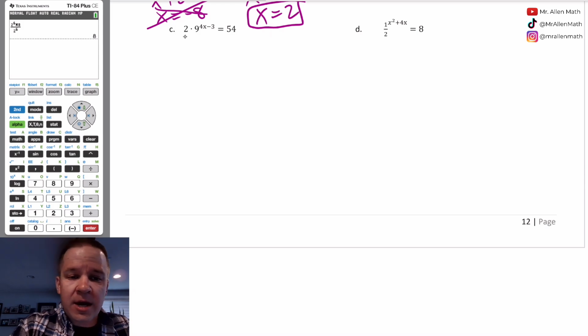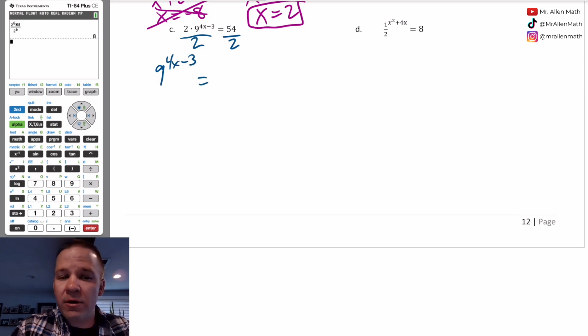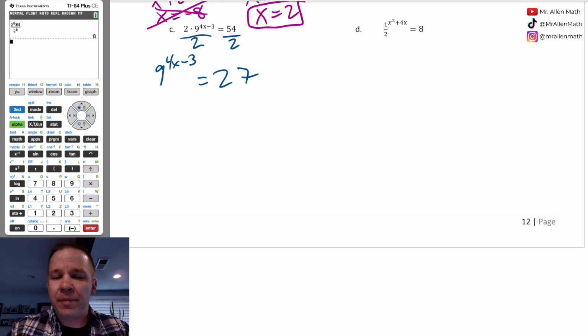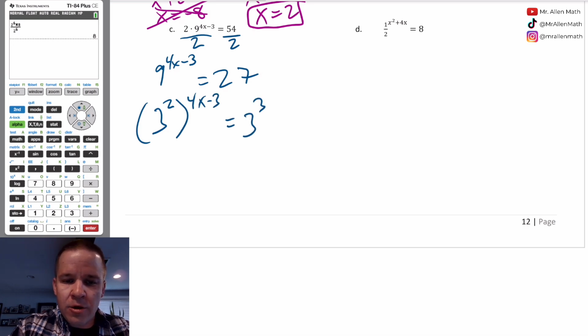All right. First thing here, I'm going to divide by 2 on both sides. And now I have 9 raised to the 4x minus 3 equals, what's 54 divided by 2? 27. I'm going to do this non-calc style, but you could loop and swoop right here if you'd like. But I'm going to do it where I write equivalent bases, just in case we decide to throw one of these on your non-calc. I don't know. Maybe. We'll see. All right. So we got 3 squared to the 4x minus 3 equals 3 cubed.